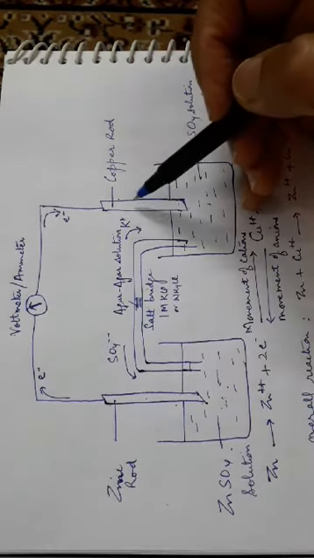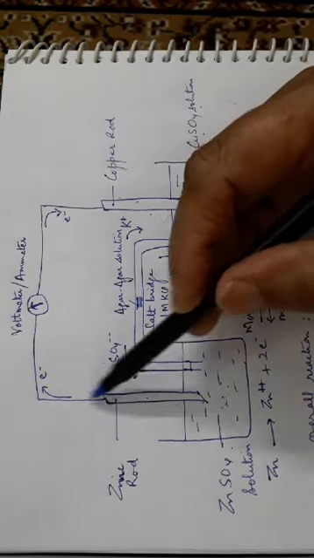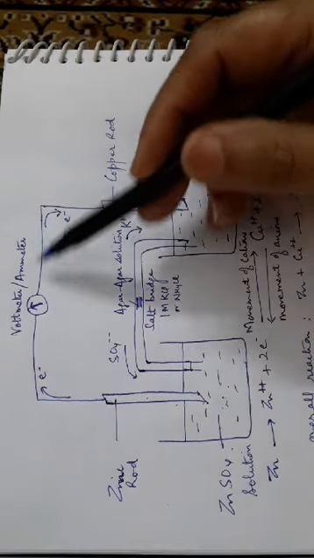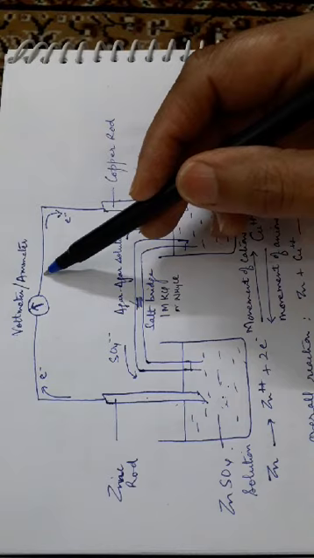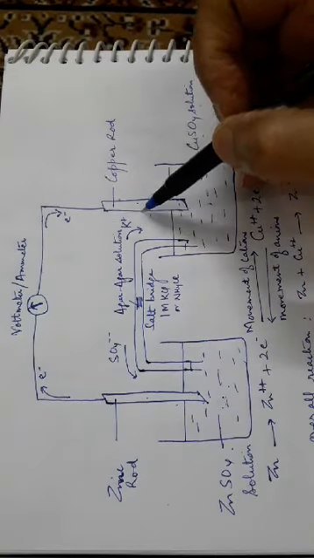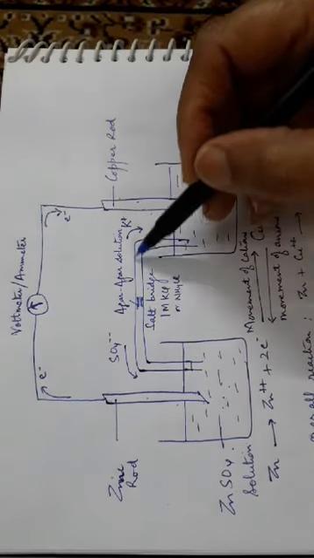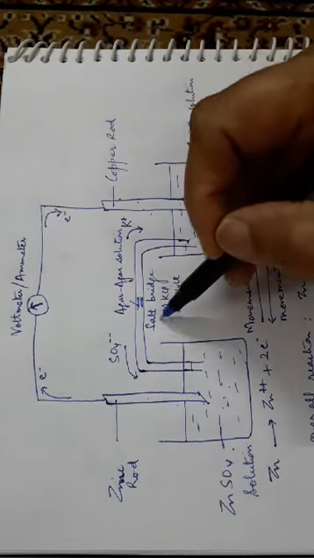These both rods are acting as the electrodes. They are connected in the external circuit through a voltmeter or ammeter that indicates the flow of electric current in the circuit. These two solutions are connected internally through this salt bridge.